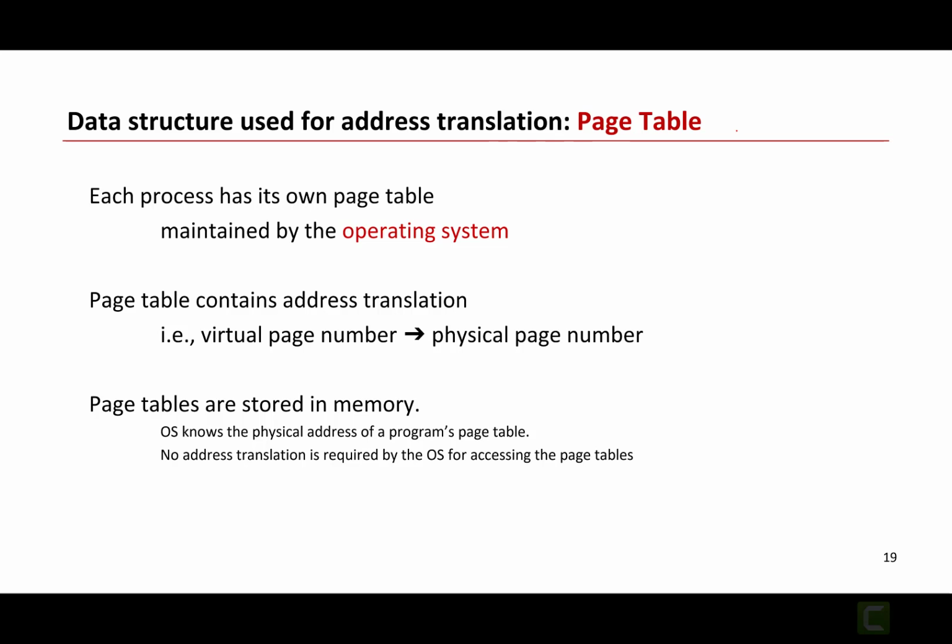And so the question now is, when the operating system needs to do an address translation for a process, how does it know where that process's page table is? So we said the virtual address is translated to the physical address by using this page table, but first you need to go and find the page table, right?